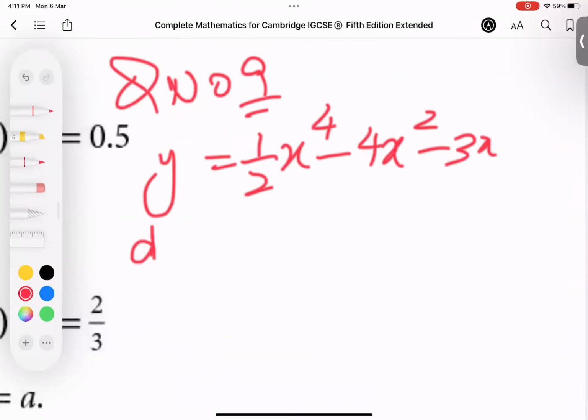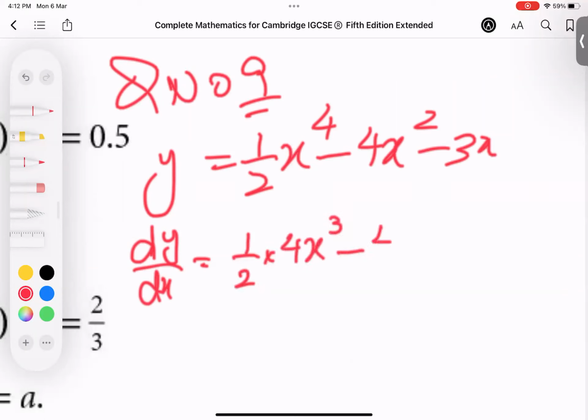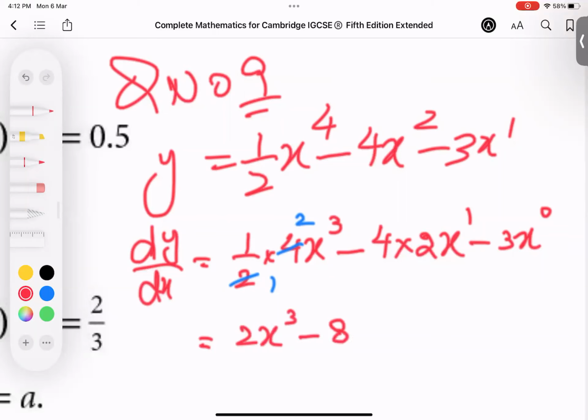First of all, differentiate. All of you know the technique. You bring the power 4 down and the power becomes 1 less. You bring the power 2 down and the power becomes 1 less, which means the power becomes 1. And for 3x, with no visible power of x, it means power 1. Bring power 1 down, 1 times 3 is 3, and the power becomes 1 less. I believe all of you understood this point. 2 times 1 is 2, 2 times 2 is 4. Simplifying, this is 2x to the power 3 minus 8x.